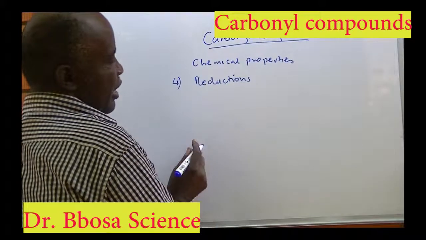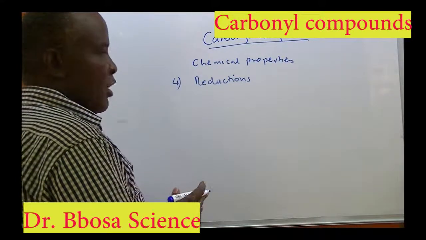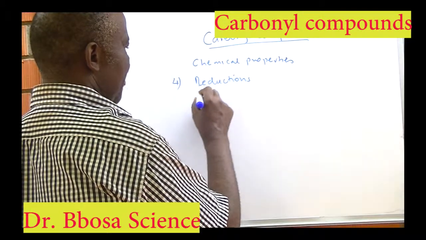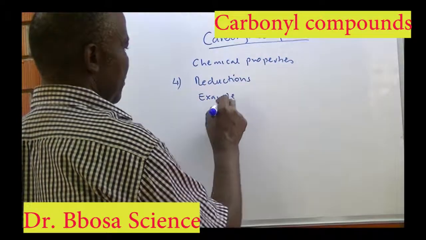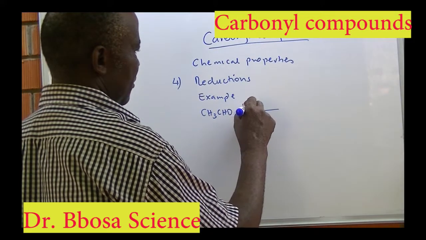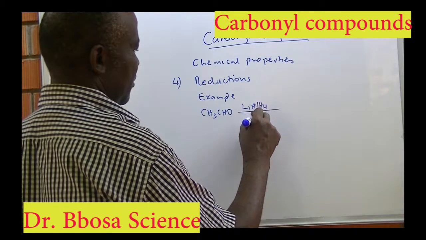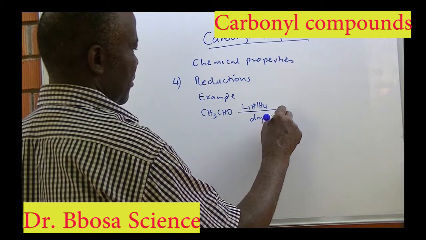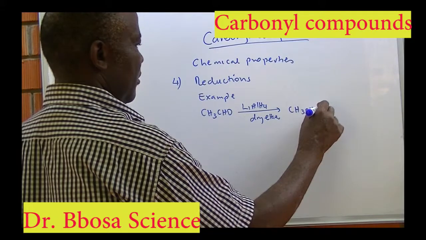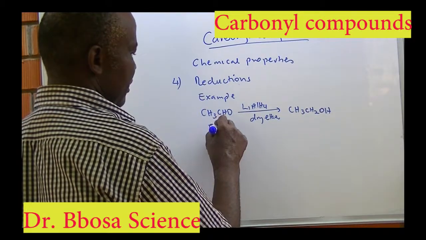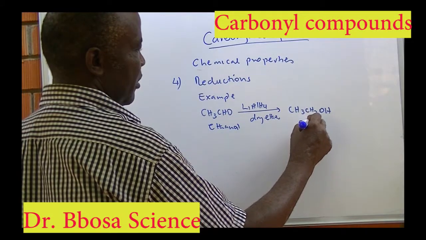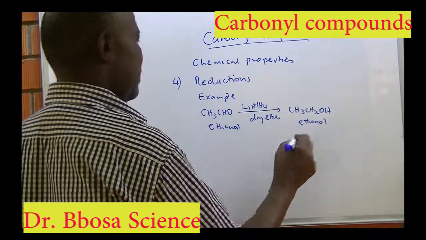Aldehydes are reduced to primary alcohols. Ketones are reduced to secondary alcohols. Example. Ethanal is reduced to ethanol, a primary alcohol.